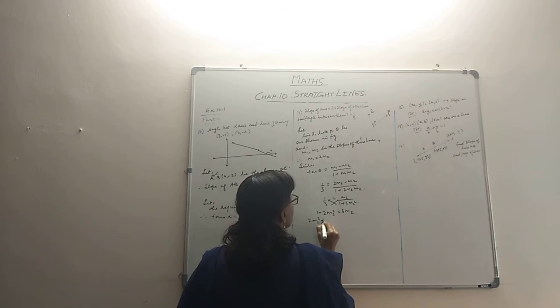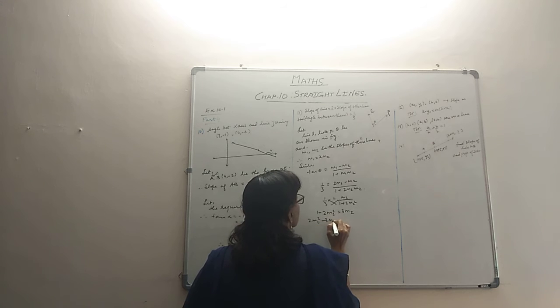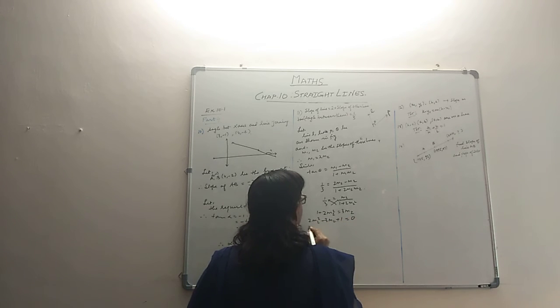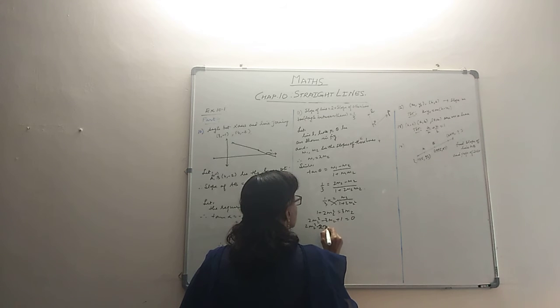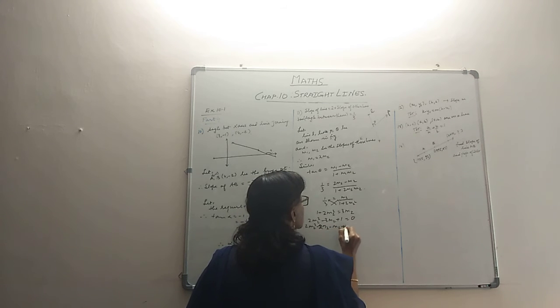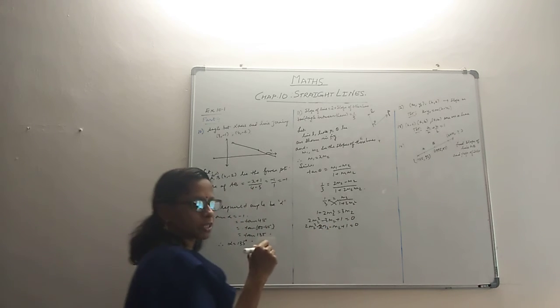Have everything on one side: 2m2 squared minus 3m2 plus 1 equal to 0. So like 2m2 squared minus 2m2 minus m2 plus 1 equal to 0, right? 3 we can split up as 2 and 1.